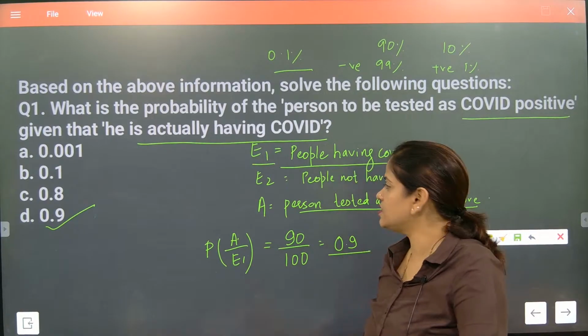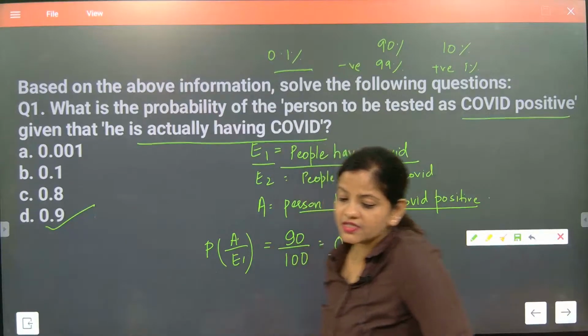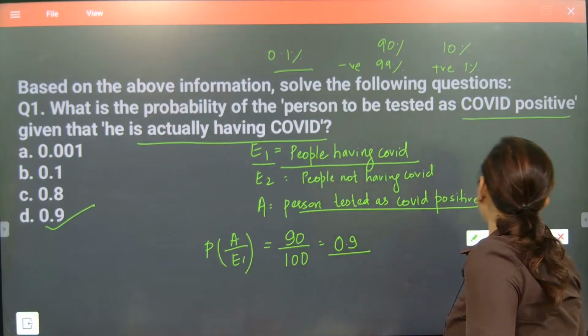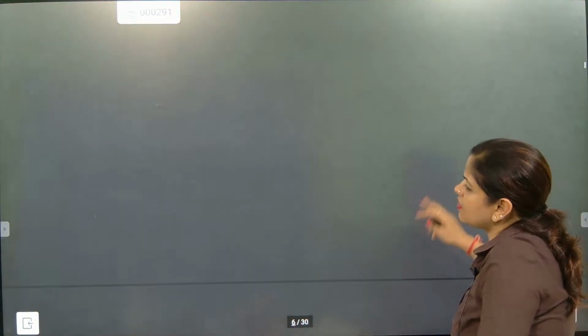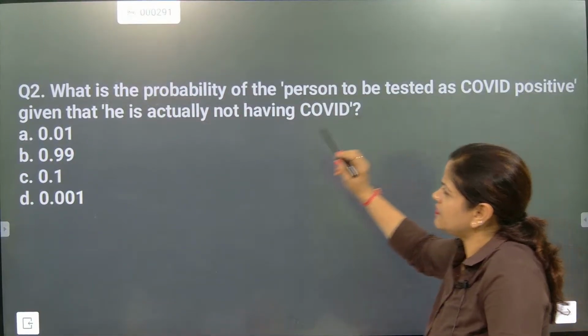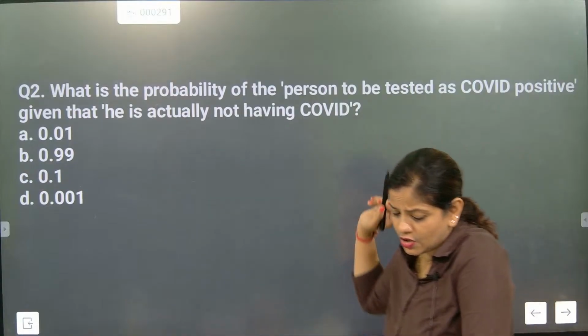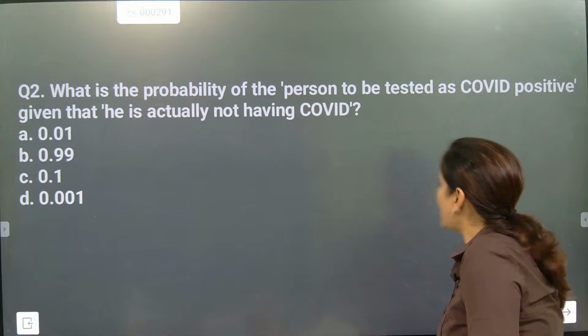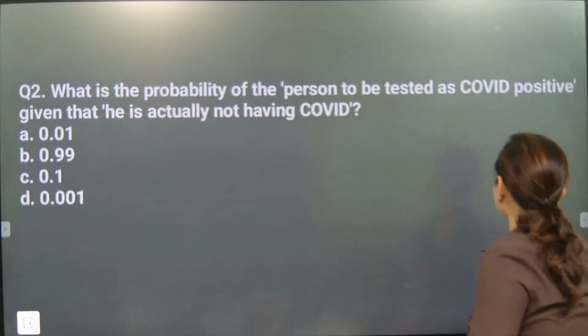Now we will go for the second section of the question. What is the second part of the question? So this is the first part of the question. Now the second part, what they are asking. What is the probability of the person to be tested as COVID positive given that he is actually not having COVID? So here not having COVID. Not having COVID means what?